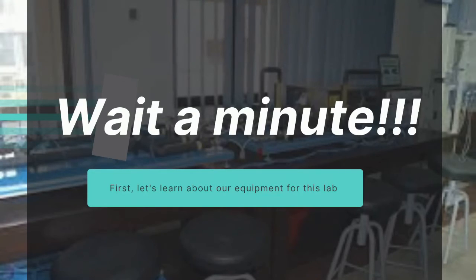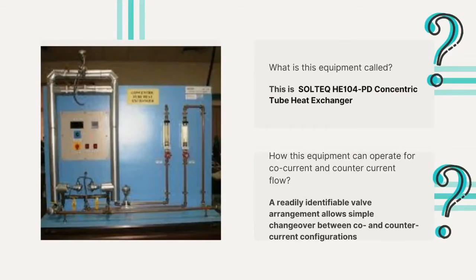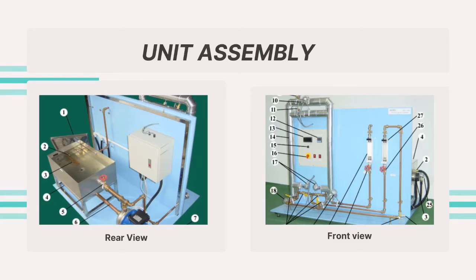And lastly, we're talking about the procedure for this co-current flow and counter-current flow experiment. Wait a minute, let's learn about our equipment first. This is the CHE245 PD concentric tube heat exchanger. It is for co-current and counter-current flow arrangement configurations. This is the rear view and front view of it.